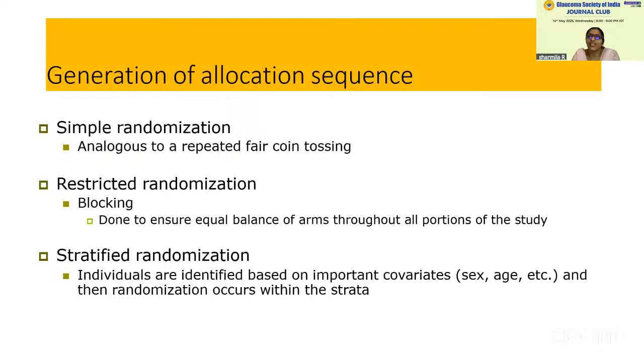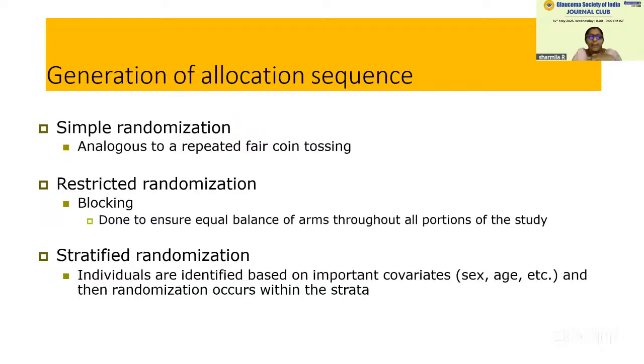So the generation of allocation sequence. How does this allocation happen? This could be just a simple randomization, just like in cricket matches where we toss a coin. If heads, it goes to one, and if tails, it goes to another. So it is just a simple randomization. The second is a restricted randomization, where you have blocking. It is done to ensure equal balance of arms throughout all portions of the study.